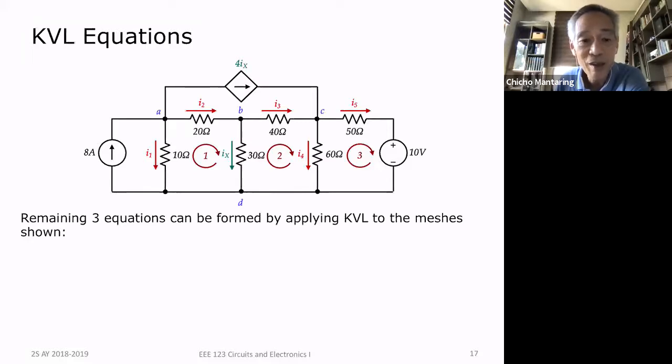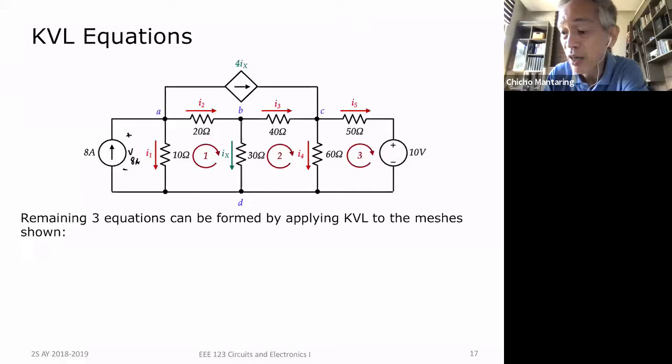Because I do not know, what don't I know? I do not know the value of the voltage across my 8 ampere source. No? I don't know what the voltage is here. There's a voltage here. This is V 8 amperes. I don't know this. So if I apply KVL here, I'm introducing a new unknown. I don't want to do that. Same thing here. If I apply KVL here, I'm going to be introducing a new unknown. Whereas in meshes 1, 2, and 3, applying KVL here, I will not be introducing any new unknowns.